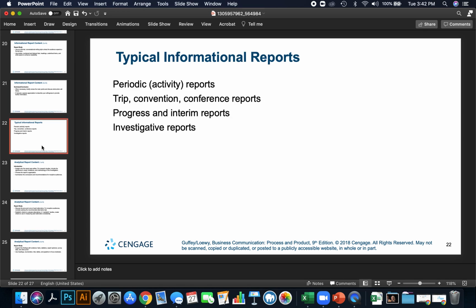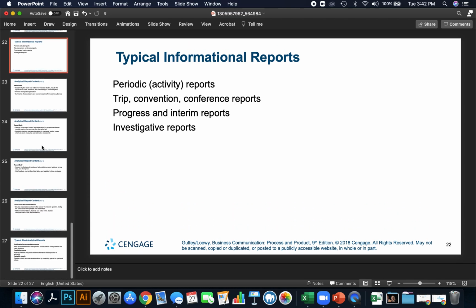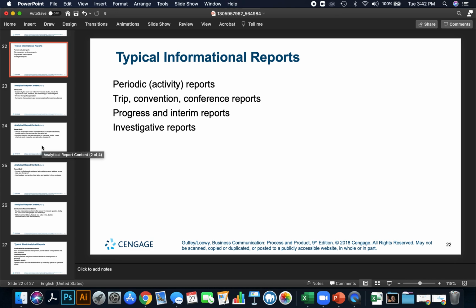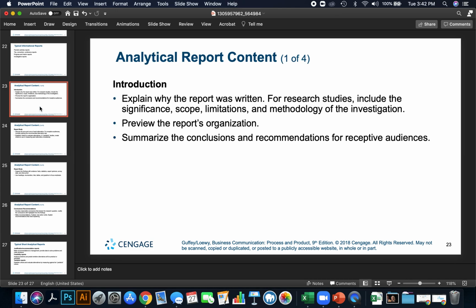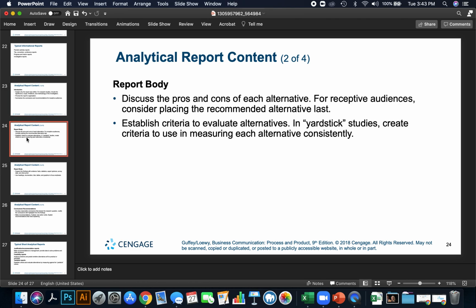Typical informational reports include periodic or activity reports, trip, convention, and conference reports, progress and interim reports, and investigation reports. So, an analytical report consists of an introduction, explaining why the report was written. For research studies, it's important that you include the significance, scope, limitations, methodology of the investigation. You want to make sure that you preview the report's organization and summarize in conclusions and recommendations for receptive audiences.